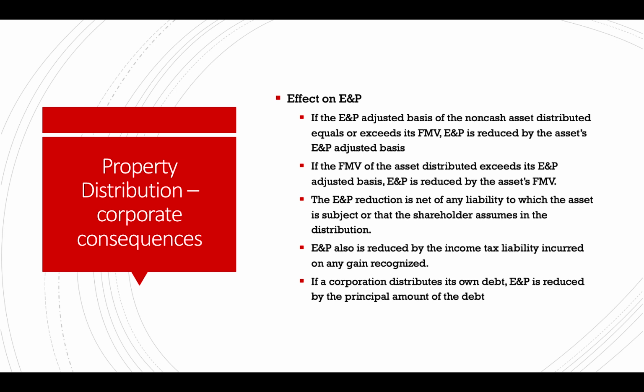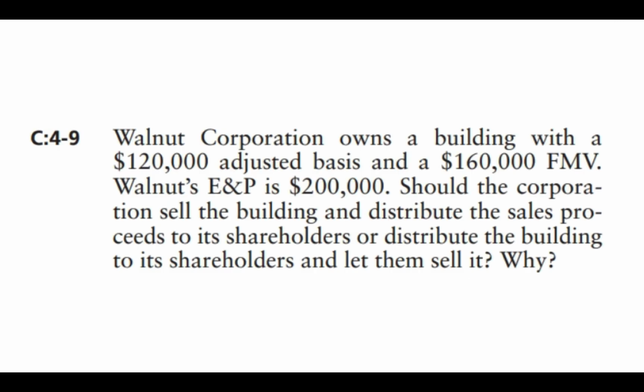Earnings and profits reduction is net of any liability to which the asset is subject or that the shareholder assumes. And then earnings and profits is also reduced by the income tax liability incurred on any gain recognized. If a corporation distributes its own debt, earnings and profits is reduced by the principal amount of the debt. So a note, for example, if they distribute out their own note, then earnings and profits will go down by the amount of the note.